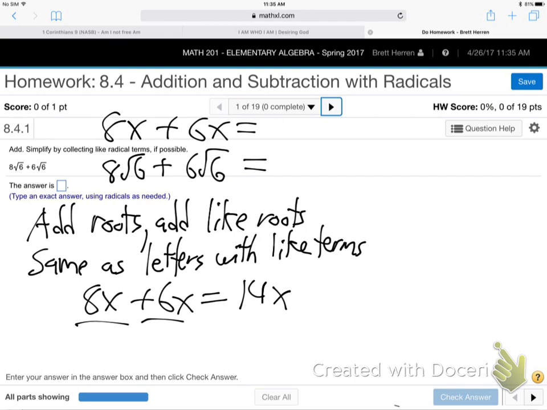You just add the numbers in the front, the 8 and the 6, and you keep the x as it is, huh? Well, it's the same thing with the root. You just add the numbers in the front, the 8 and the 6 for 14, and you keep the root as it is, and you're done. It's just like adding like terms. It's like roots. That makes sense. It's 8 roots of 6 and 6 more roots of 6. It's 14 roots of 6. Is it all well there? Questions on that one?